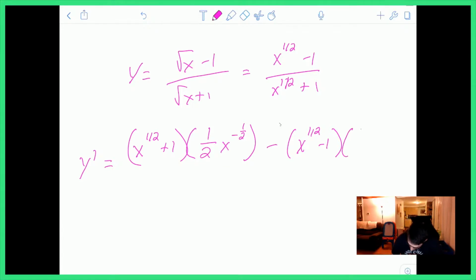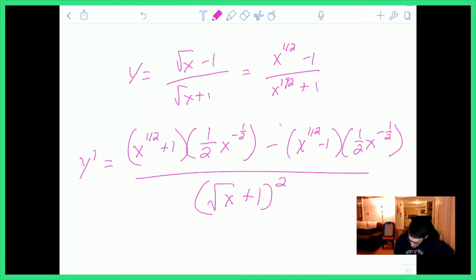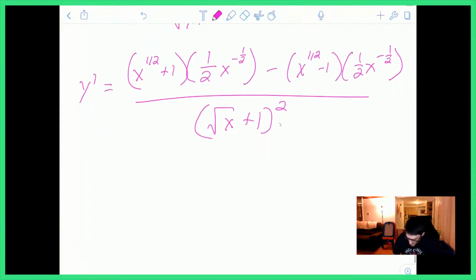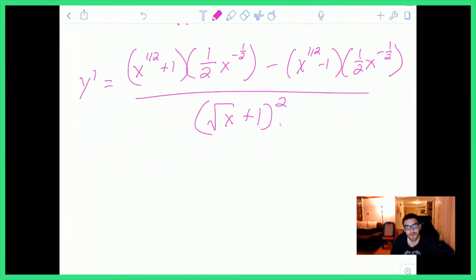It's just 1/2 x to the -1/2. The reason is that the derivative of the plus 1 just goes away, and so then I do the power rule again, all divided by (square root of x plus 1) squared. Okay, so that looks to be everything that I needed to do. Now it's just algebra. That's the only calculus involved in the problem. Now it's an algebra battle.